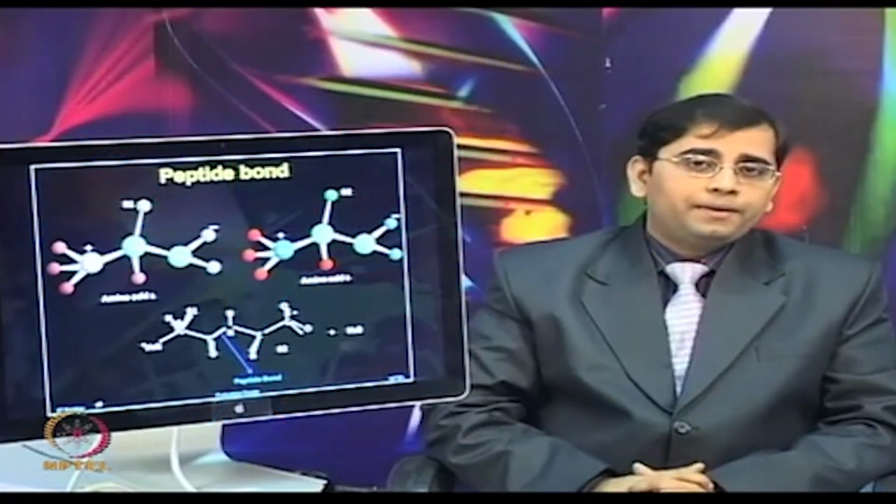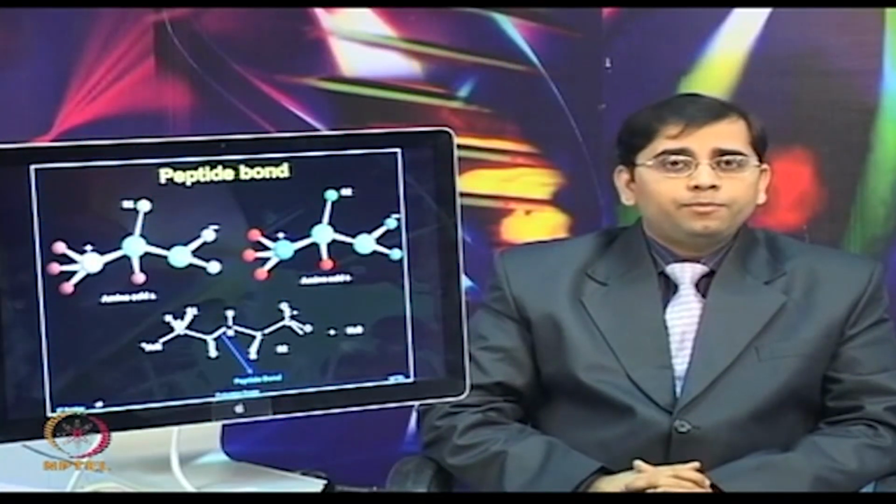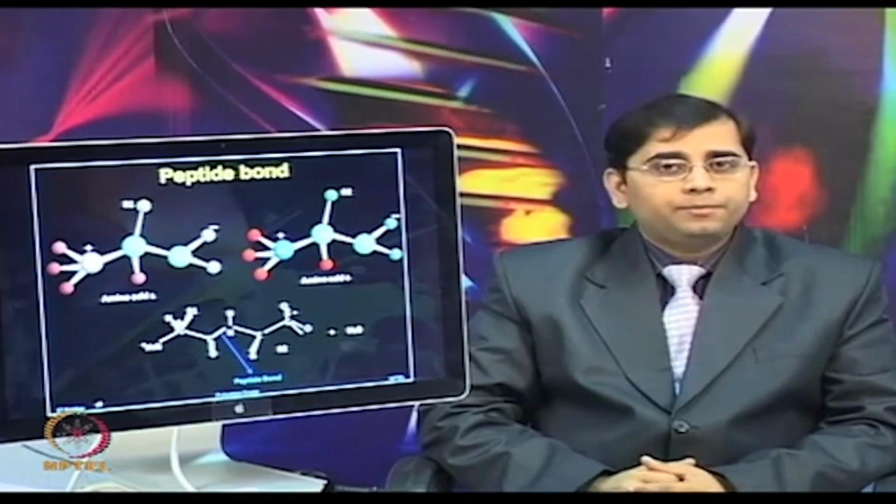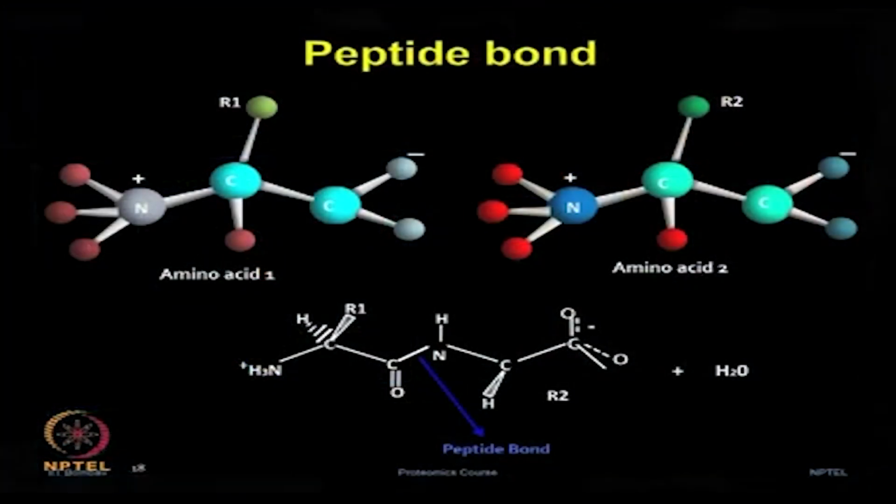Let us now talk about peptide bonds. Peptide bond can link amino acids to form the polypeptide proteins. The alpha carboxylic group of one amino acid is linked to the alpha amino group of another amino acid. As you can see here, these two amino acids are forming the bond, and peptide bond is formed with accompanying loss of water molecule.